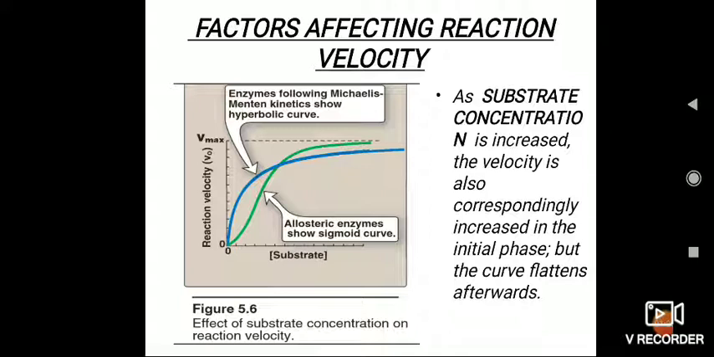In this figure, there are two lines. One is a hyperbolic curve, which is the blue line, and the one in green is the sigmoid curve. The hyperbolic curve that is in blue is shown by the enzymes that follow Michaelis-Menten kinetics, but the green one is a sigmoidal curve which is shown by the allosteric enzymes, as allosteric enzymes do not follow Michaelis-Menten kinetics.